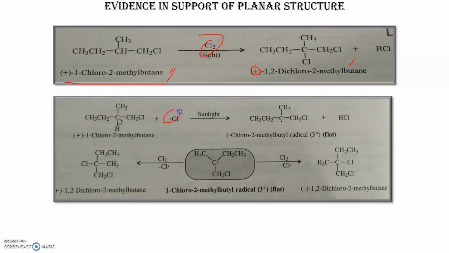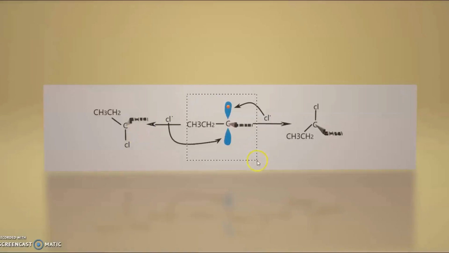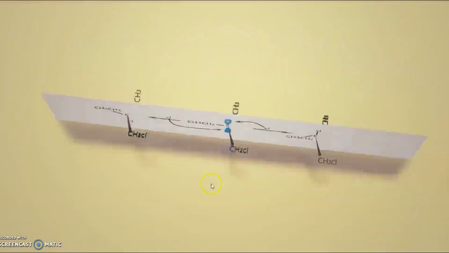in which the chlorine radical here attacks the hydrogen here to form 1-chloro-2-methyl-butyl radical. This is a flat compound with an sp2 hybridized central carbon. Now let's take a look at the three-dimensional structure of this compound. This compound here is the structure of 1-chloro-2-methyl-butyl radical. As we can see, the three groups are projected in different directions like this.